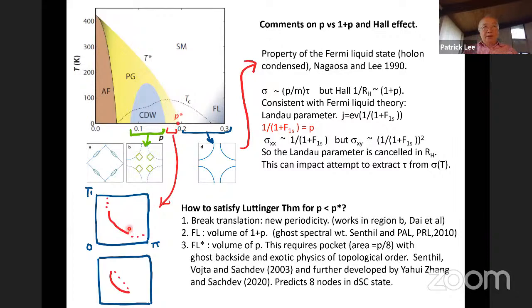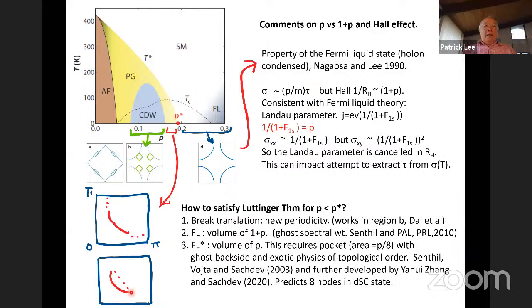The second option is the so-called Fermi liquid star. In this option, the Fermi liquid theory actually tells you that you have a volume of p, the total volume. I'm just drawing an arc, but the p really refers to the total volume. So this area is actually p over 8, because there are four pockets and each can accommodate two electrons. So we talk about an area of p over 8 for this thing.